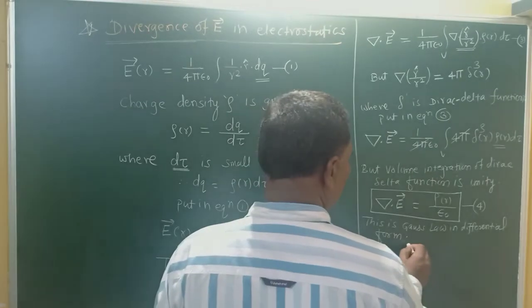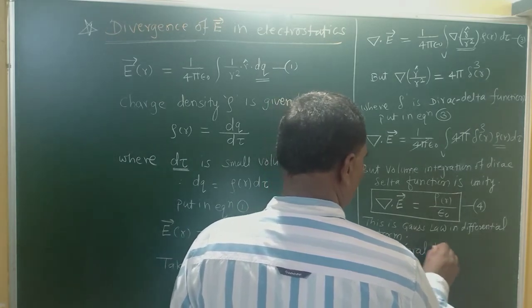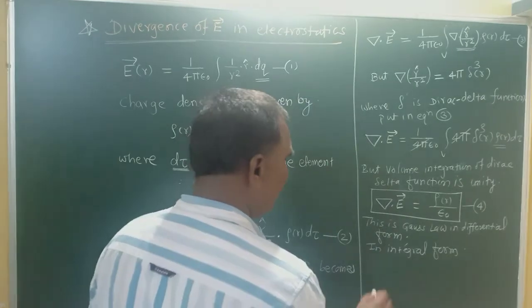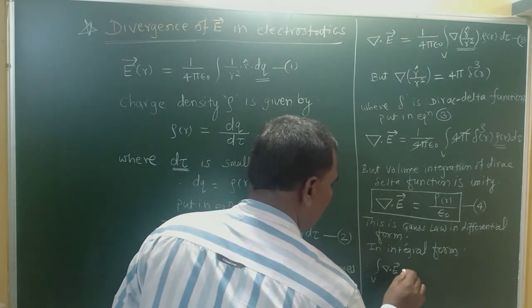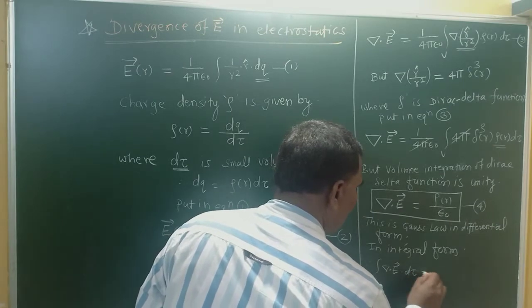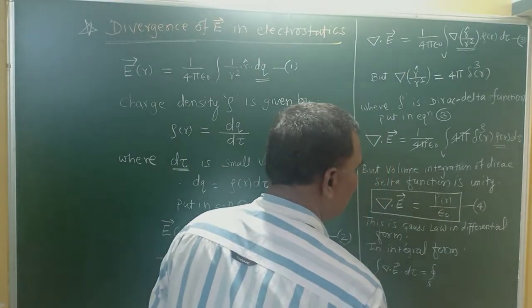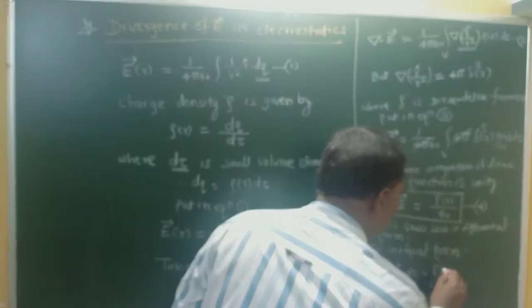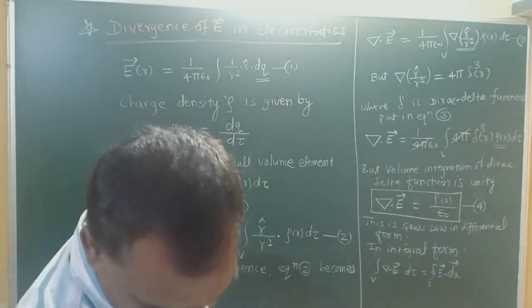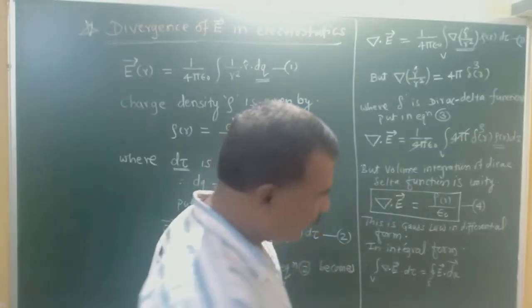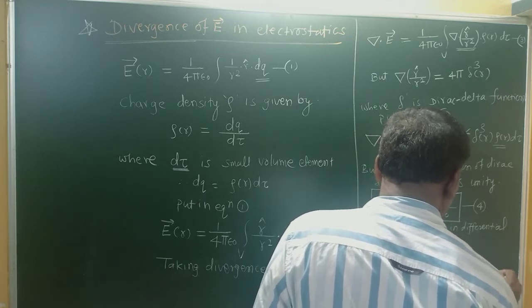In integral form, we take the volume integration of divergence of E bar into d tau, which is equal to the surface integral of E bar dot dA bar, where E bar is the electric field intensity and dA bar is the surface element. That equals 1 upon epsilon naught into the volume integration of rho d tau.